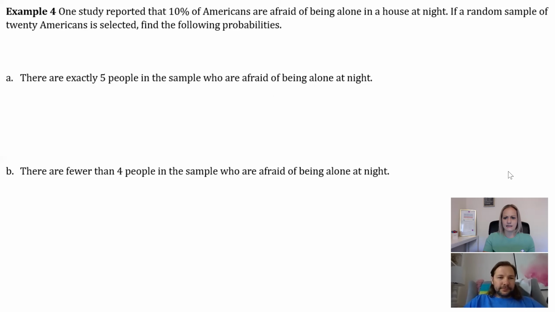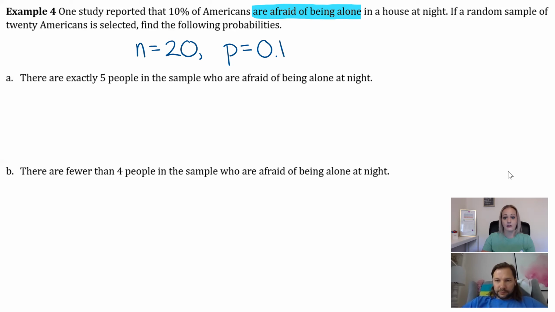Okay, so N is the total number of people, so this would be 20. And then P is going to be the probability that they give us in the question. So it's 10%, so P is going to be 0.1. And it's good to note what that probability actually corresponds to. So it's the percent of Americans who are afraid of being alone in a house at night.